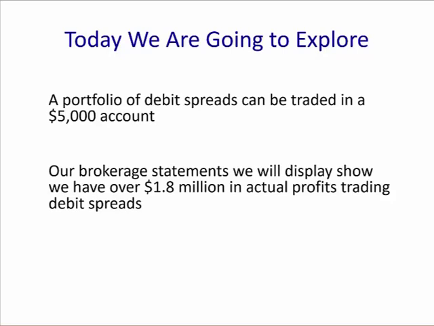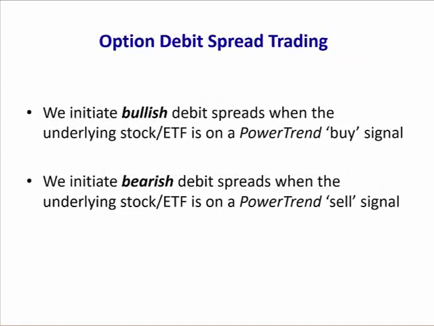And our brokerage statements that I'll display towards the end show that we have over $1.8 million in actual profits trading debit spreads. Now, we initiate bullish debit spreads when the underlying stock or ETF is on a power trend buy signal, and we initiate bearish debit spreads when the underlying stock or ETF is on a power trend sell signal.